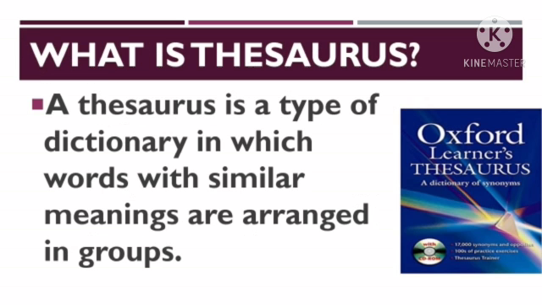What is a thesaurus? A thesaurus is a type of dictionary in which words with similar meanings are arranged in groups. It provides a list of synonyms. A synonym means exactly or nearly the same as another word or phrase.